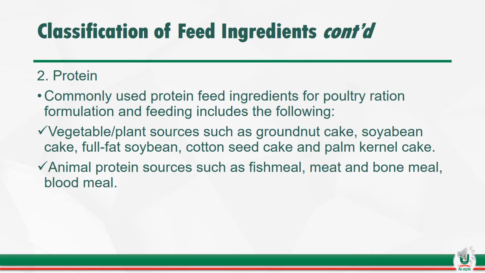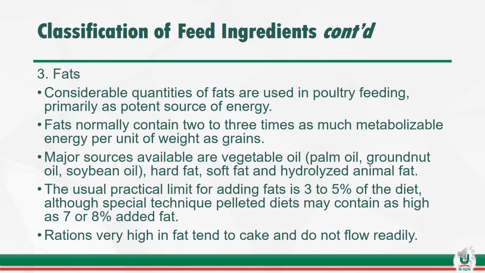Let's go straight to the second classification of feed ingredients, and that's protein. Now, commonly used protein feed ingredients for poultry ration formulation and feeding include the following. We have vegetable or plant sources such as groundnut cake, soya bean cake, full-fat soya, cottonseed cake, and palm kernel cake. Animal protein sources such as fish meal, meat and bone meal, and blood meal are other examples of protein sources. Number three under this classification is fats.